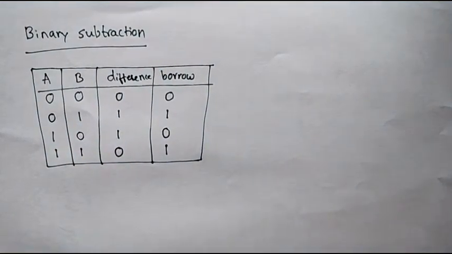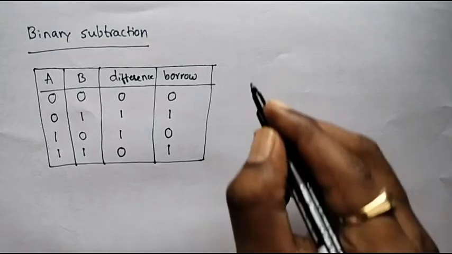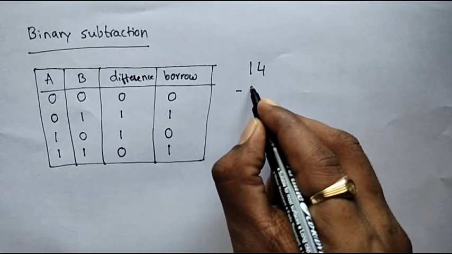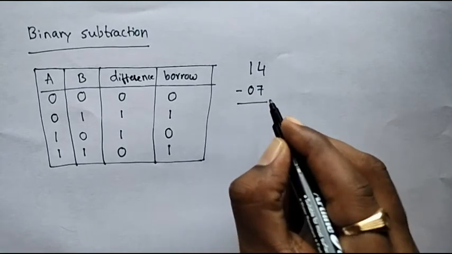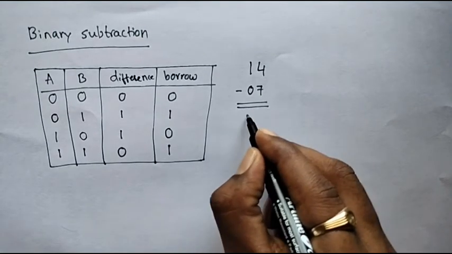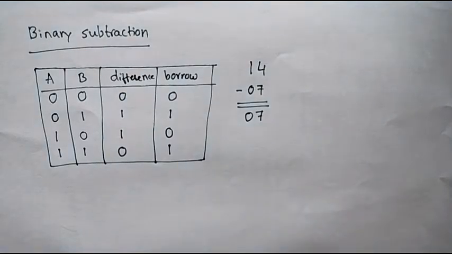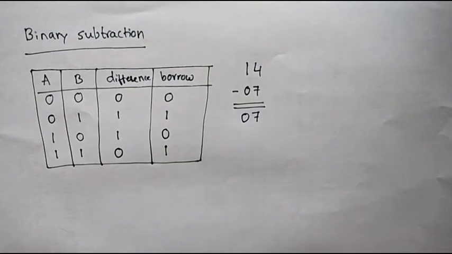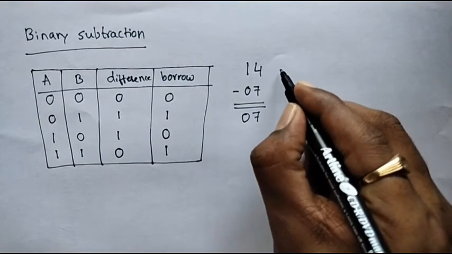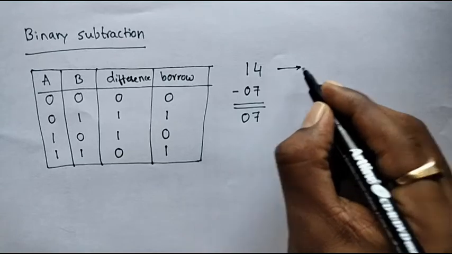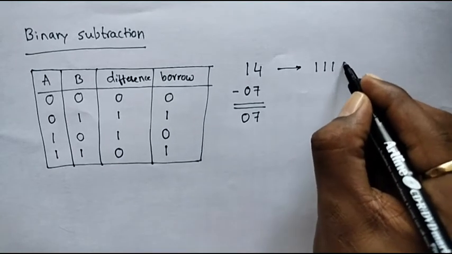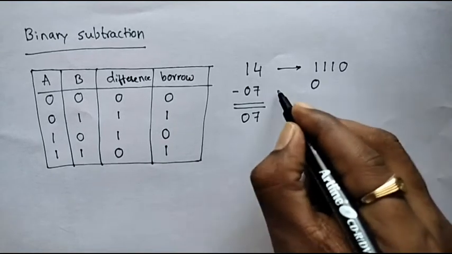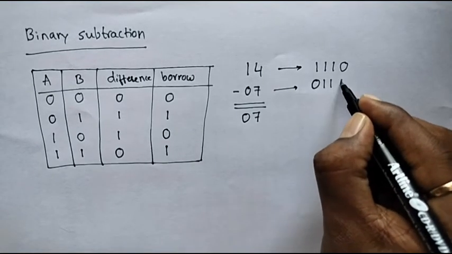Now let us take one example. 14 minus 7 in decimal, we know that the result is 7. Now let us see how to perform binary subtraction on the same numbers. Convert the decimal 14 into binary. We'll get 1110. 7 in binary is 0111.